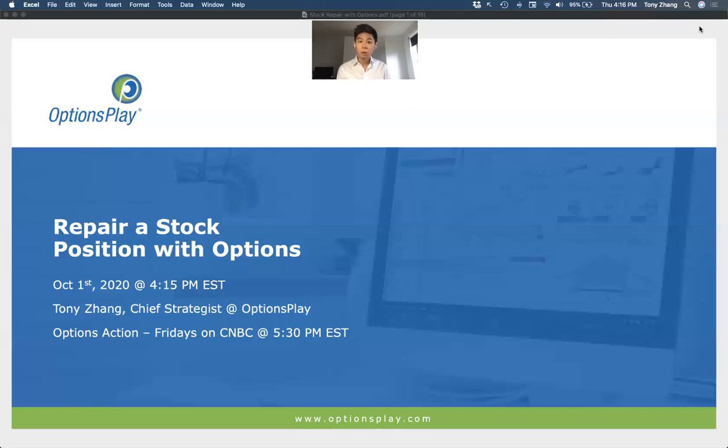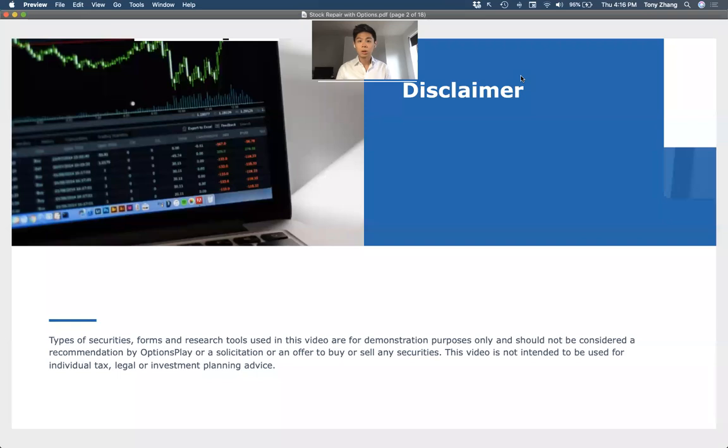And I do want to talk about the challenges with trying to repair a losing stock position using options, so that you really understand when it can be used, when it should not be used, and what challenges you'll come across as you try to deploy one of these strategies for your portfolio. So let's go ahead and get started.